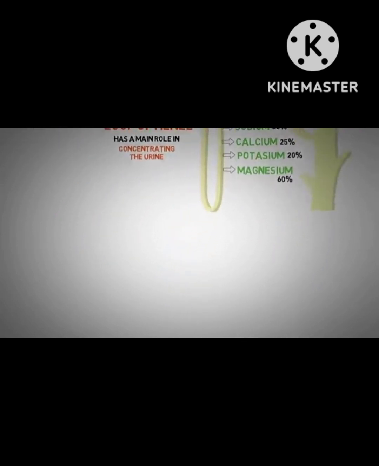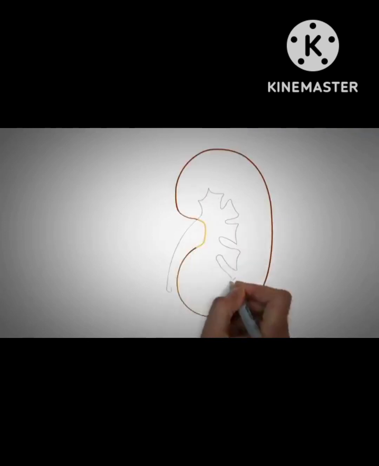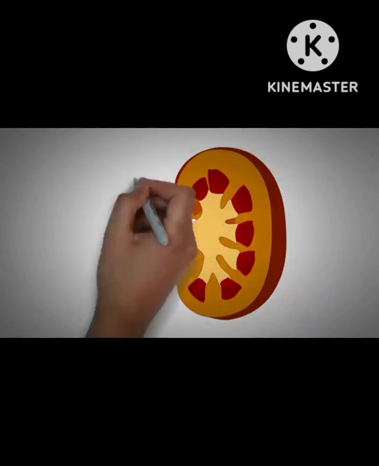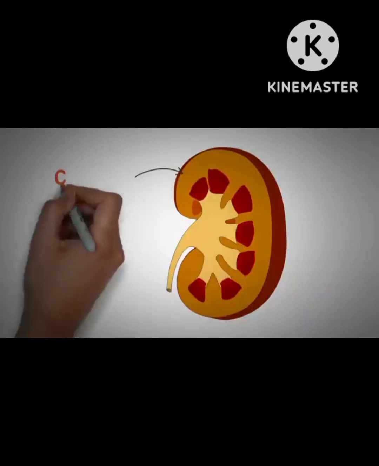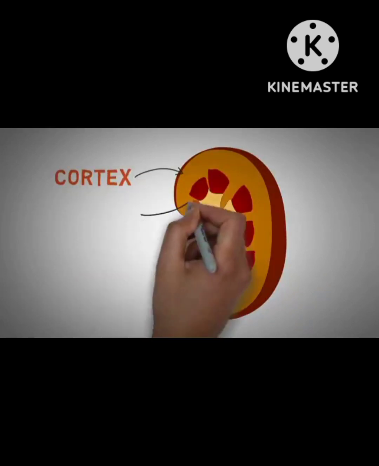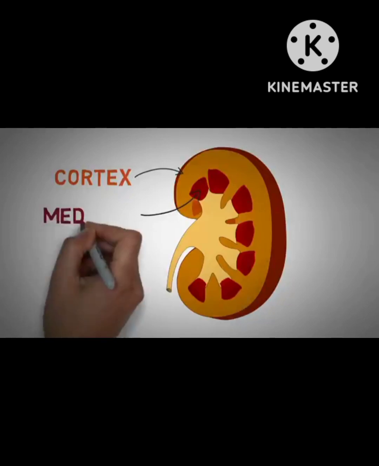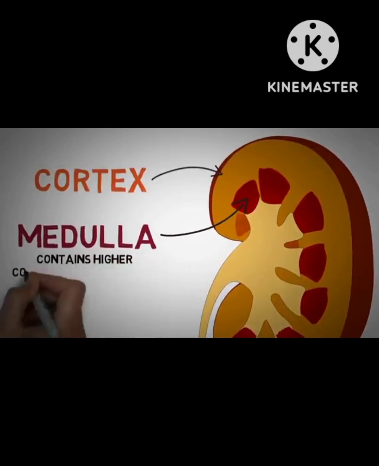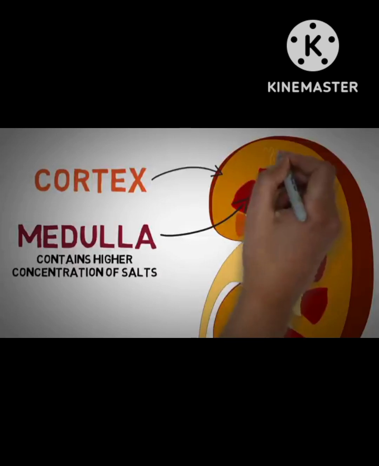And this is a complex topic and usually taught at the level of med school physiology, but I'll try to simplify this as much as possible. So pay close attention. So here is our section of kidney, and you can see how the structure of kidney is divided into an outer cortex and an inner medulla. The inner medulla of the kidney is a very important region as this contains higher concentration of salts as compared to the cortex of the kidney.